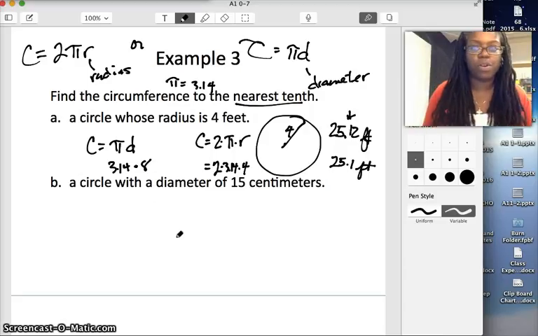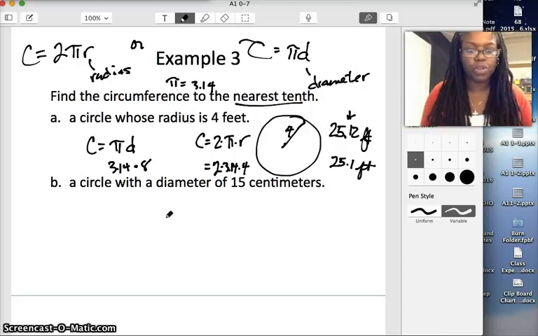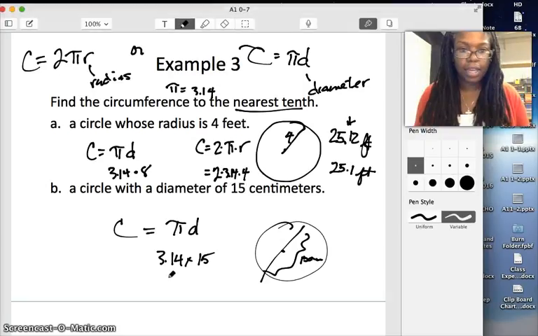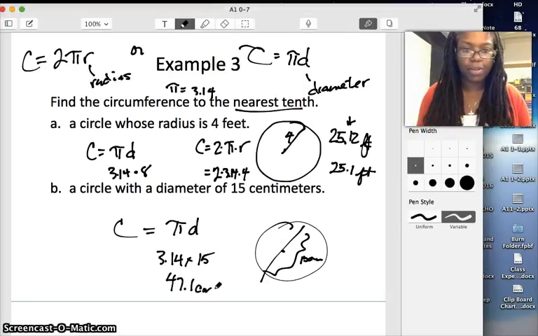All right. Finally, a circle with a diameter of 15 centimeters. This is really straightforward. So basically, we're just going to do pi times d. Here's my circle. Here's the diameter. I can write that this is 15 centimeters. And so if I do circumference is equal to 3.14 times the diameter, which is 15, I get 47.1. And again, keeping my units centimeters.